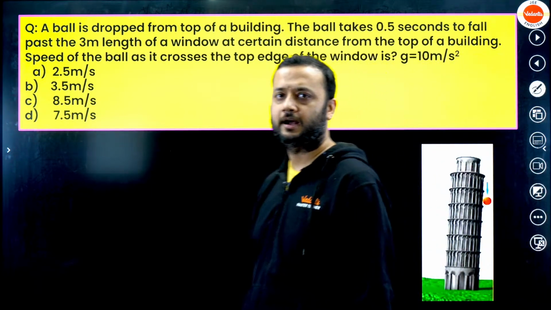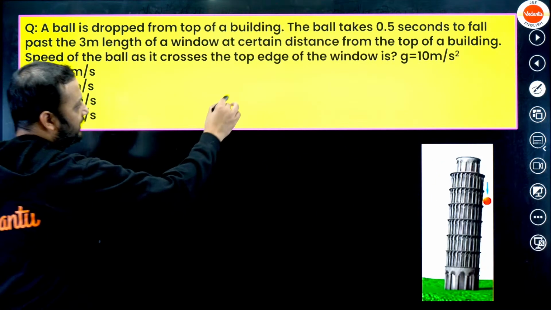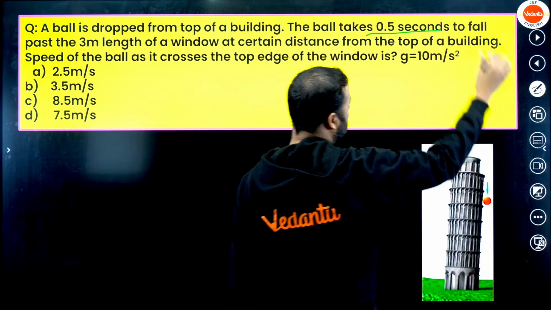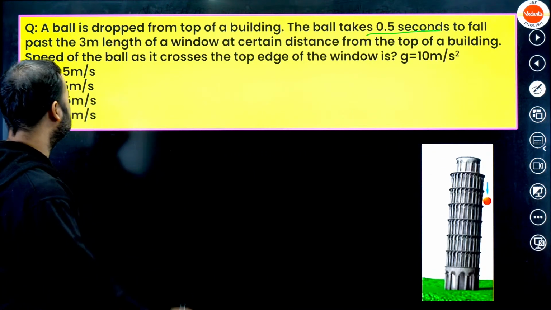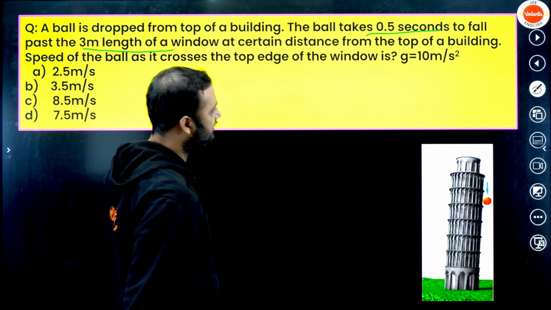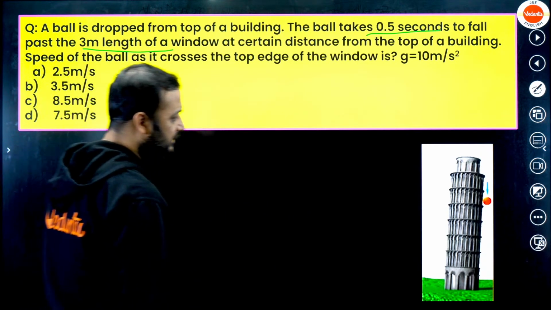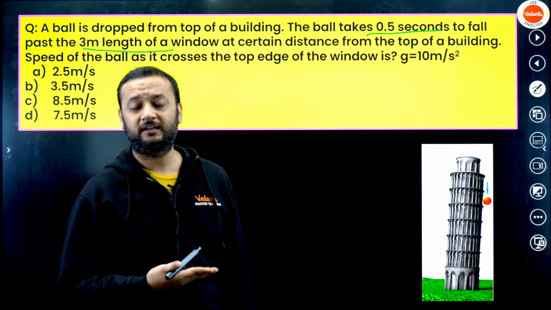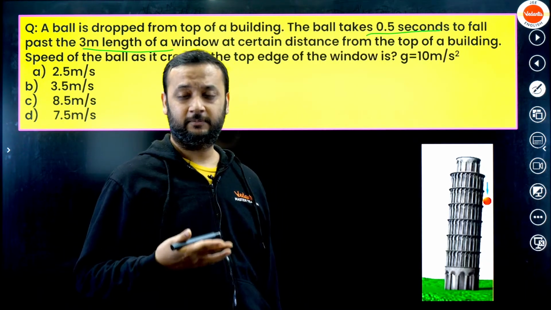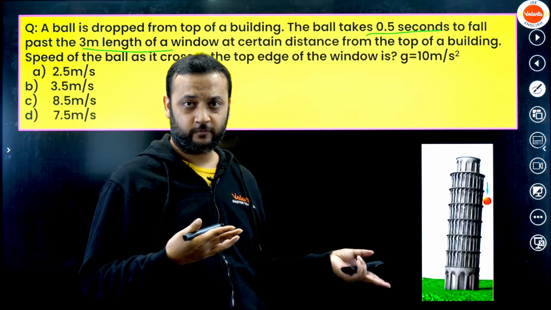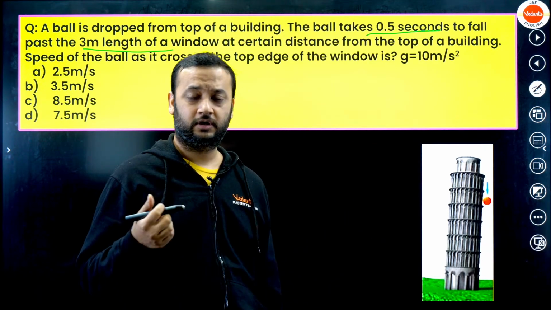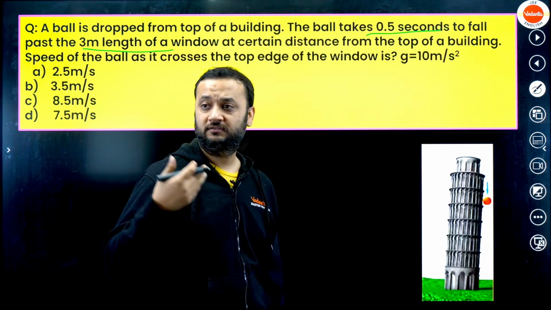A ball is dropped from top of a building. The ball takes 0.5 seconds to fall past the 3-meter length of a window at a certain distance from the top of a building. So this is a nice question. These type of questions you might not be able to solve, or you might face a lot of problems in them. Now let's see how we will solve this very fast.